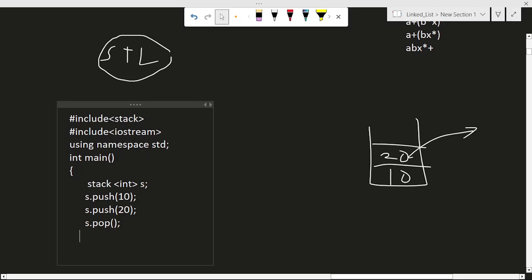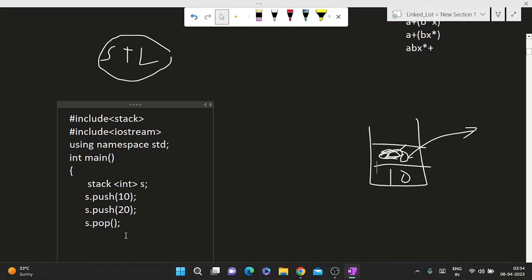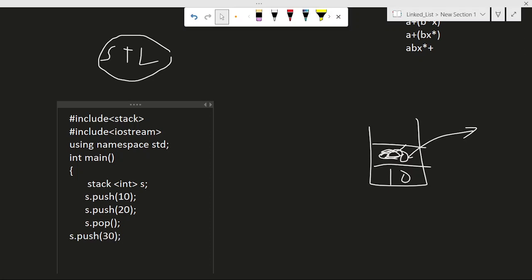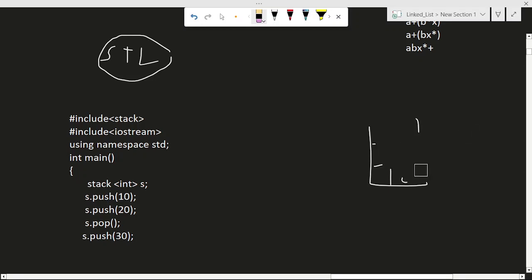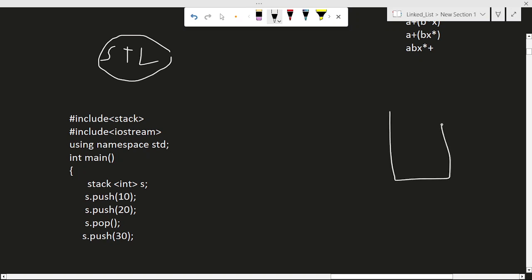And imagine I need to print which is at the top. Now imagine I have removed this one, and again I will add some, like s.push, I will add 30 into it. Okay, now I have 10 and 20 in my stack, so I will write 30 here. So now my stack will be looking like this: one will be 10 and the other will be 30. So this is how a stack is.